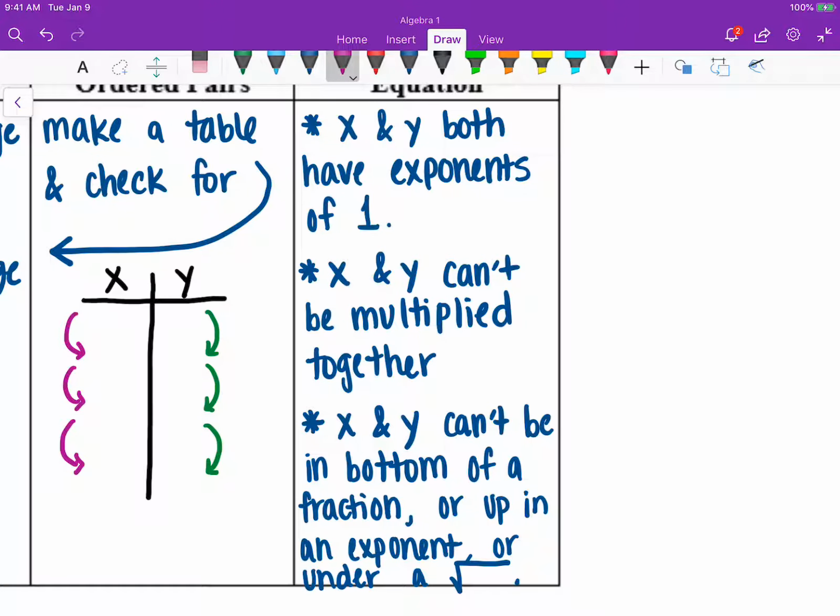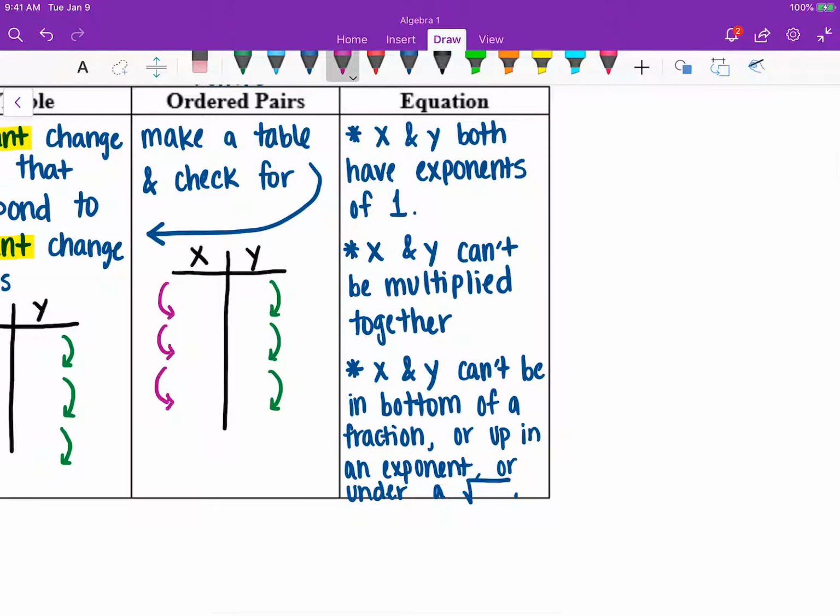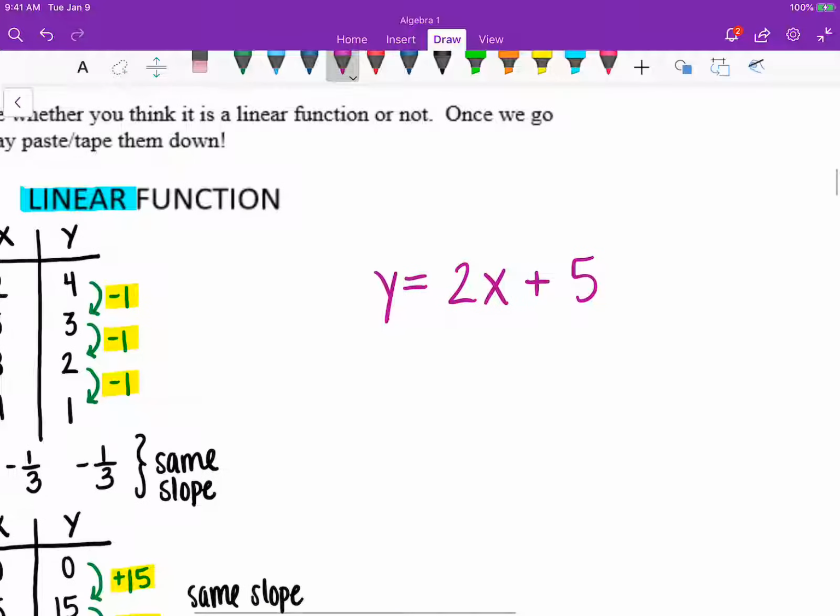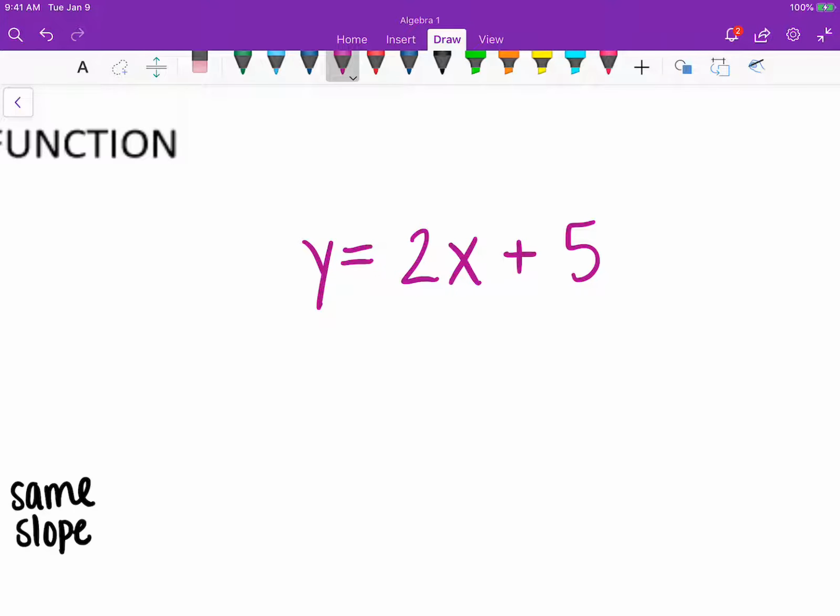But if you go back up to our notes from earlier and look at those requirements, the x and y's both have exponents of 1. And you can see in our equation, they both have exponents of 1. The x and the y are not being multiplied together, so that's good. And the x and the y's are not in the bottom of a fraction, or up in an exponent, or under a square root. So that would be an example of a linear function.